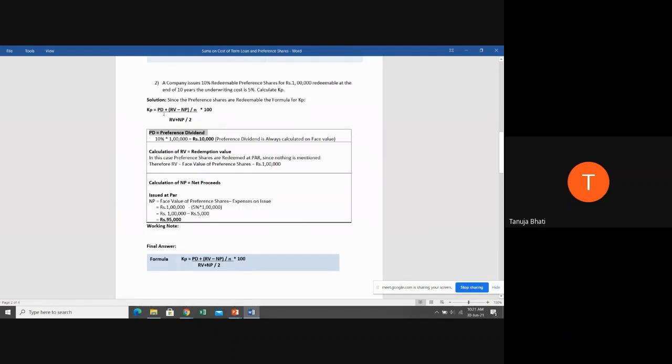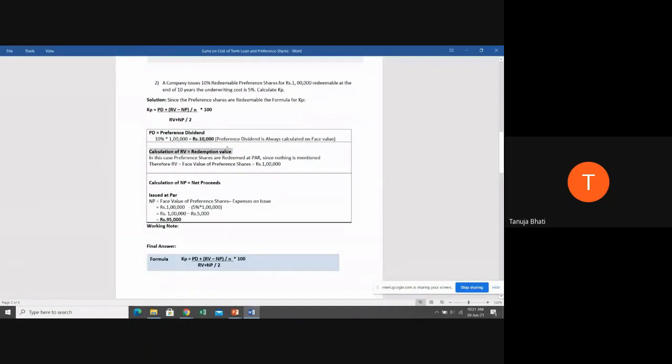Now we will go on finding out the figures for each of these terms and then substitute the values in the formula. First we have to find out PD. PD is nothing but 10% of the face value. So 10% of 1 lakh is 10,000 rupees. Again, I'm repeating, preference dividend is always calculated on the face value.